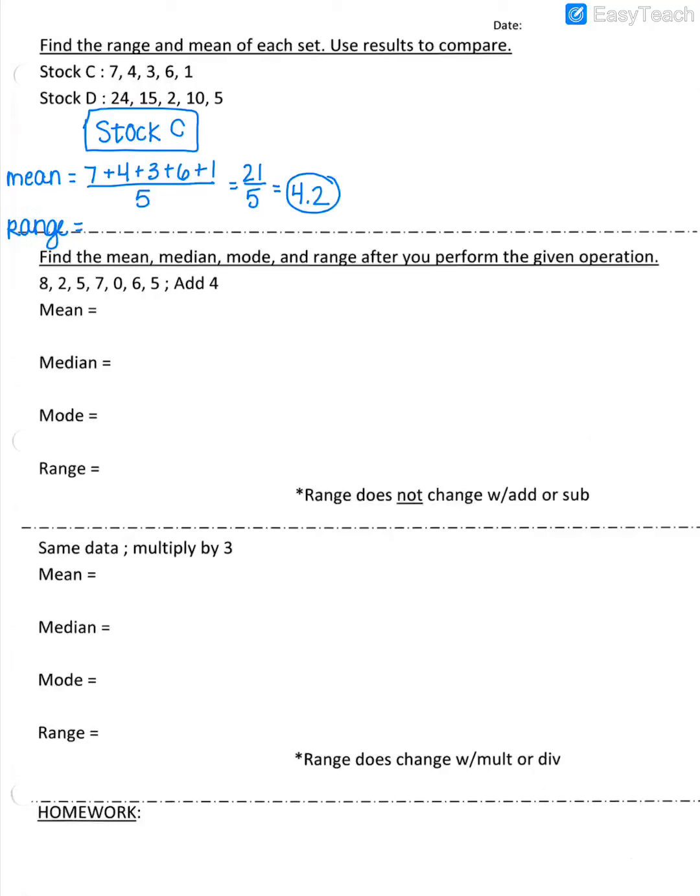is just the difference between our biggest number and our smallest number. So our biggest number here is 7, and our smallest number is 1. So we're going to do 7 minus 1, so our range is 6. We're going to do the same thing for stock D.